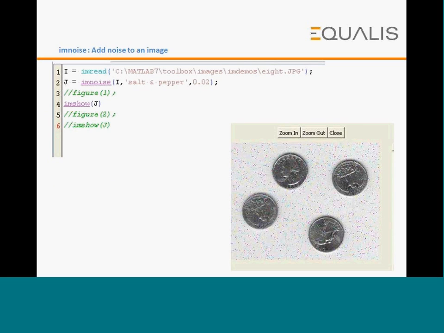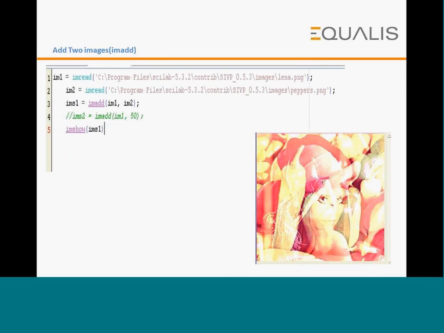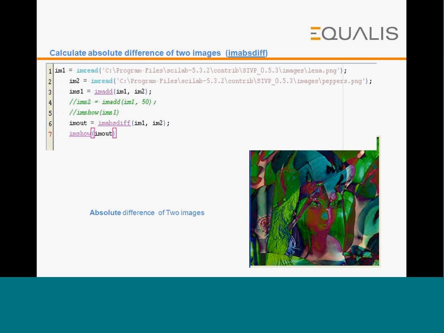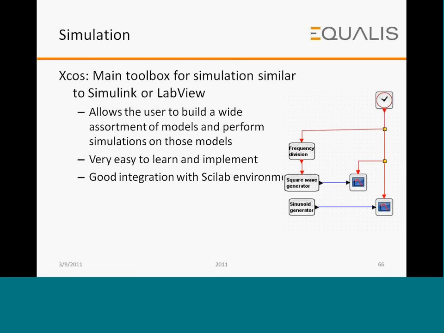Adding noise to an image. We've got a picture which shows a bunch of coins, and we want to add salt and pepper noise to this image. There's a picture of a woman, and there is another picture, and we are adding the two images, and you want to find the difference between the two images. You can do that.